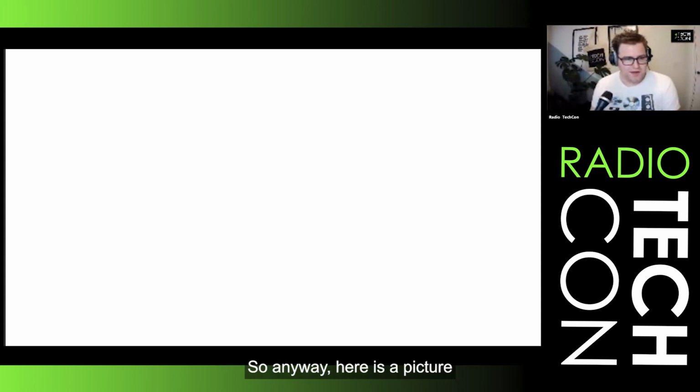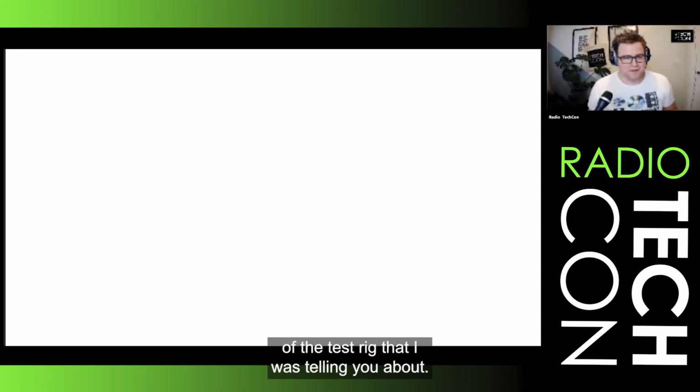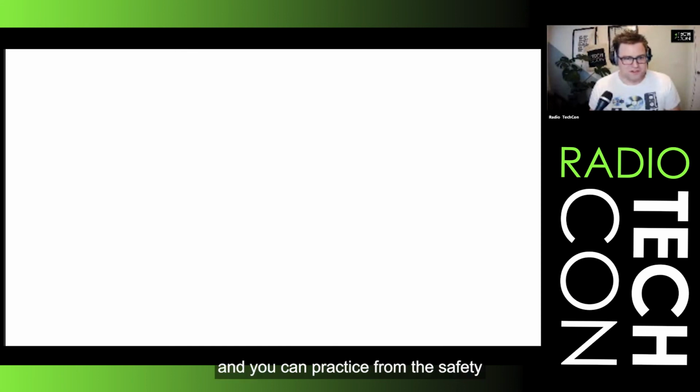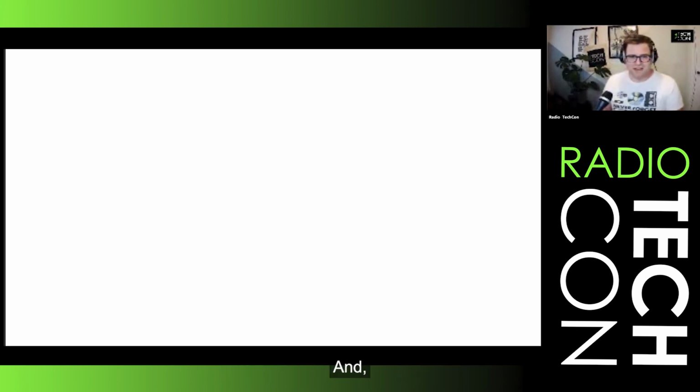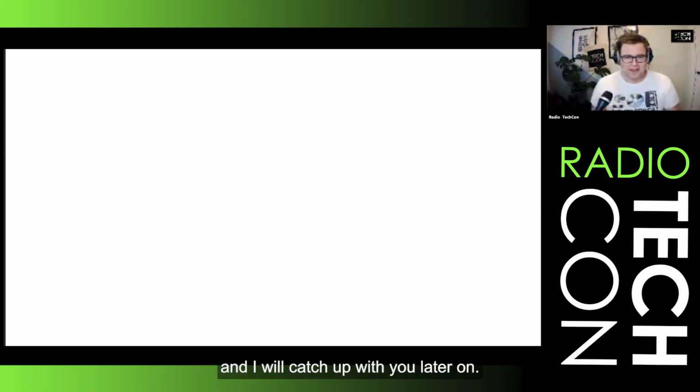Anyway, here's a picture of the test rig that I was telling you about. Again, Open Digital Radio makes it really easy to do, and you can practice from the safety of your garage before doing anything in the wild. So that's really good. Thank you very much, guys, and I hope that was useful, and I'll catch up with you later on.